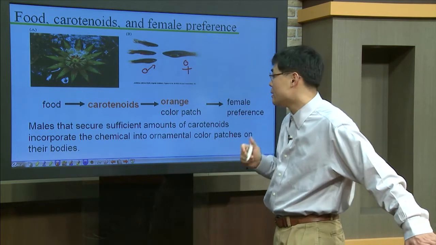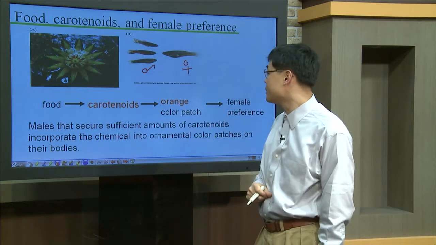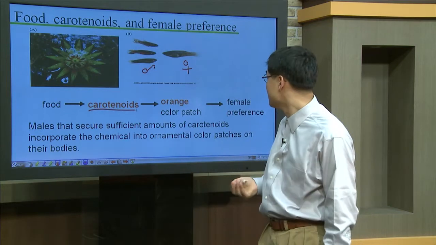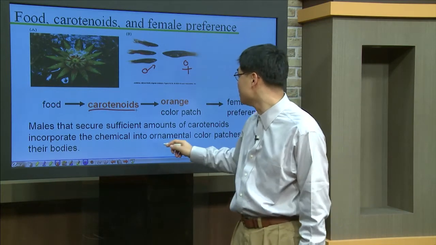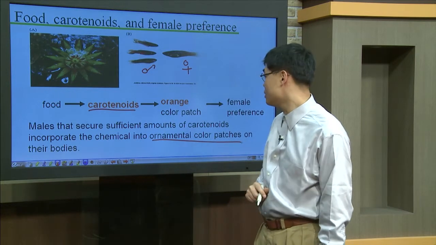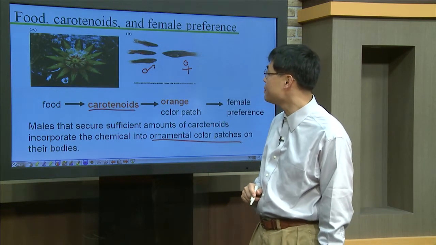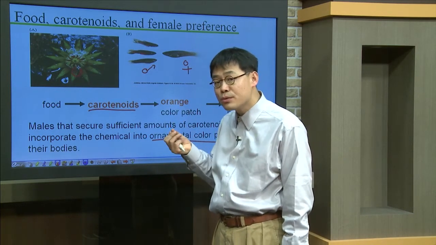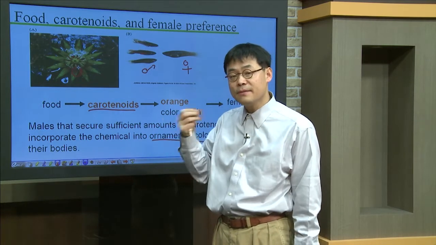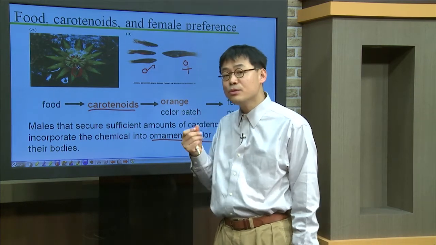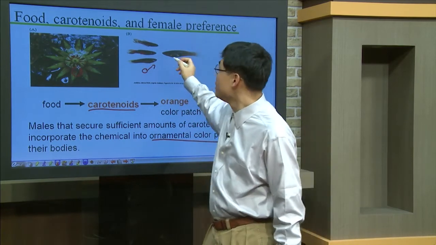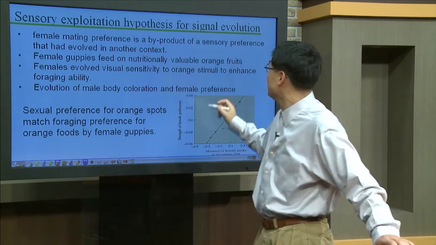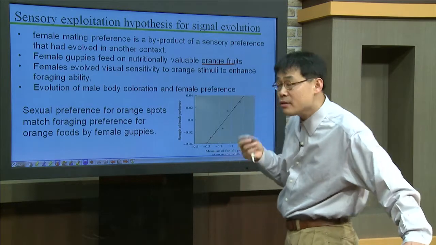So males that secure a sufficient amount of carotenoid, and this orange color, that's the pigment called carotenoids. Carotenoids incorporate the chemical into the ornamental color patches on their bodies. So this orange food, that's the food to males and females. That's also very important food to females. So you can easily imagine that the orange fruits are very nutritionally valuable to females.